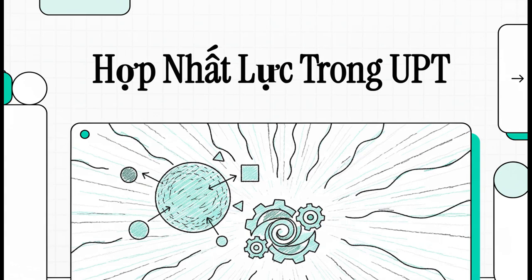Today, we're going to dive into a pretty wild idea called UPT, or the postmodern unified theory. It's a theory that asks us to completely rethink the fundamental forces that run our universe, suggesting they might all just be one thing. So let's get into it.